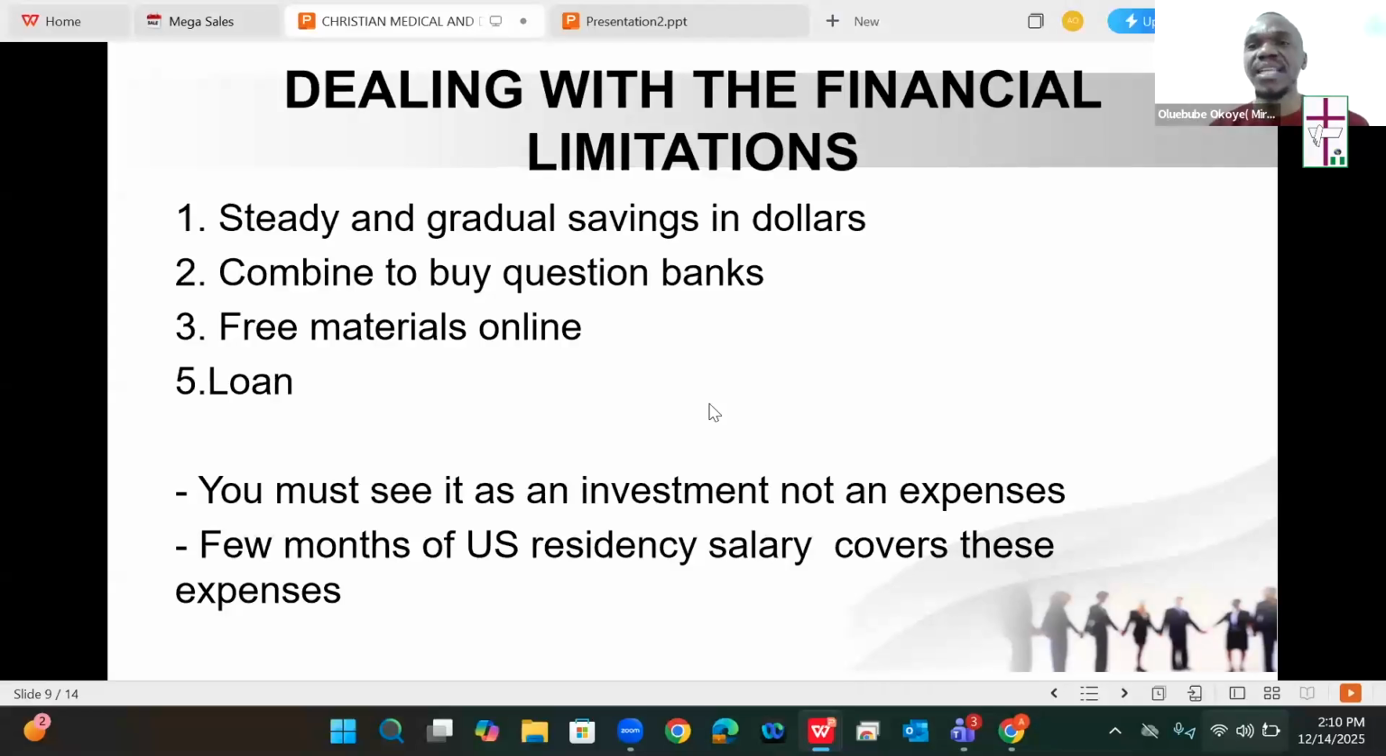Because I was telling a friend when I was doing the whole application that the amount I spent in this application, if I had used it to do something very important, I know what I would have done with it. So it really can be financially demanding, but see it as an investment in your future and not an expense. Because you know that a few months of residency in the US, if they pay you for a few months, you should be able to cover some of those expenses you've made, even if you borrowed or took some loans to cover the expenses.